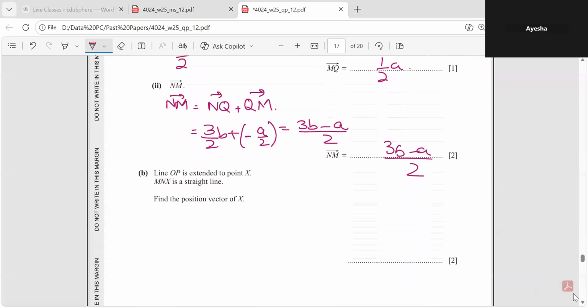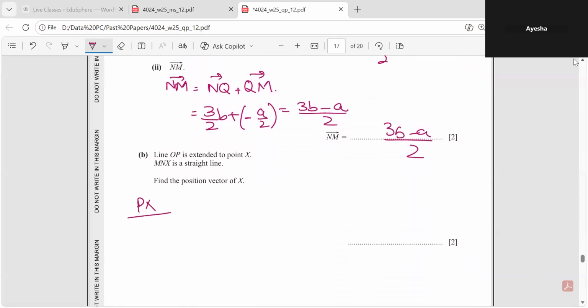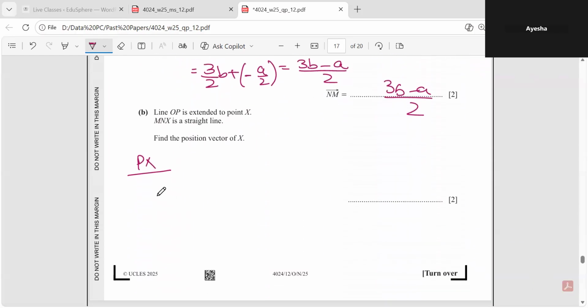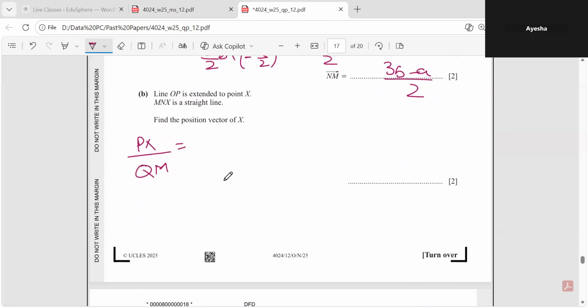So I'm going to write here first to find the position vector. Since they are similar, we will write PX over QM, because PX and QM are similar, is equal to PN over NQ. PX is not known. PX over QM, which is 1 by 2a, is equal to PN, which is 1 by 2b, over NQ, which is 3 by 2b. We have already found it.